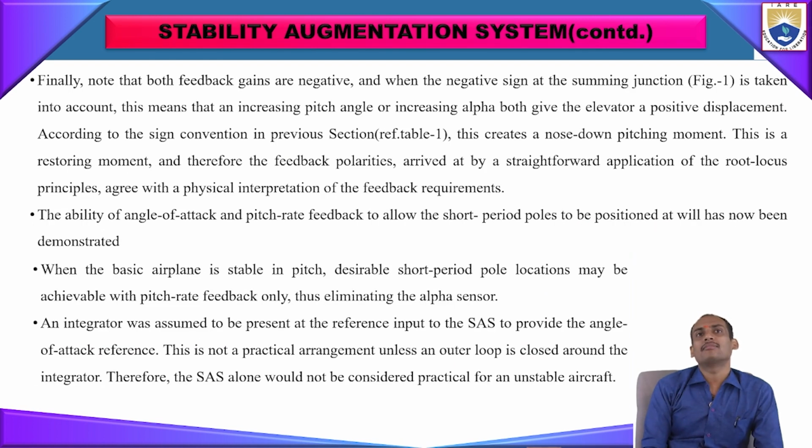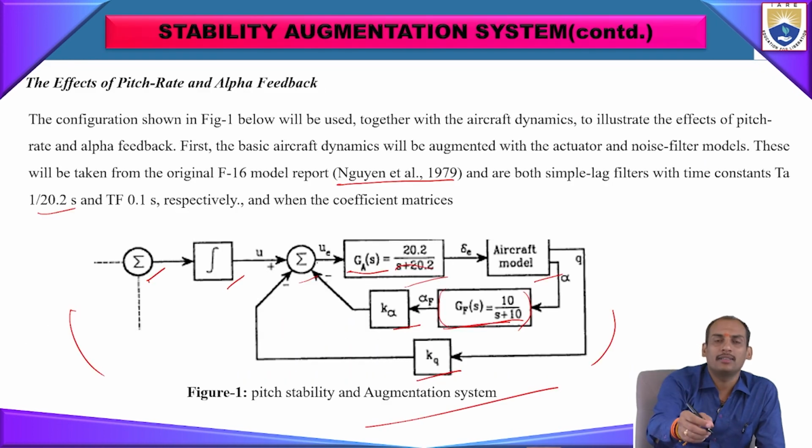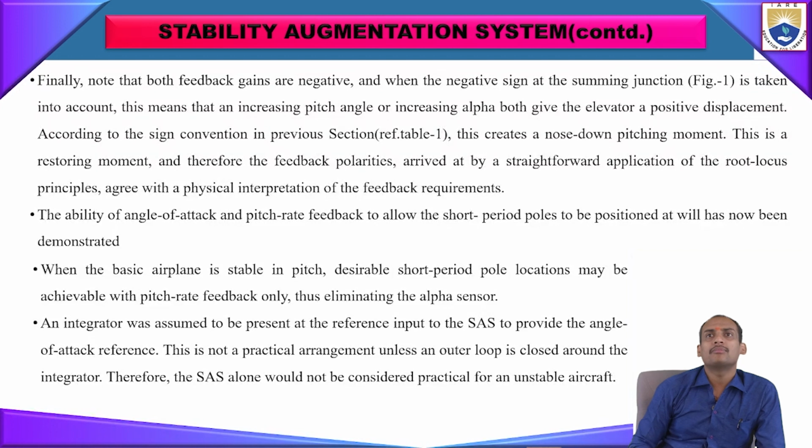So here you can see both the feedback gains are negative, and the negative sign at the summing junction, like in figure 1. So see here, in figure 1, that summing amplifier is there now. So this is the summing amplifier, and that summing amplifier is taken into account.